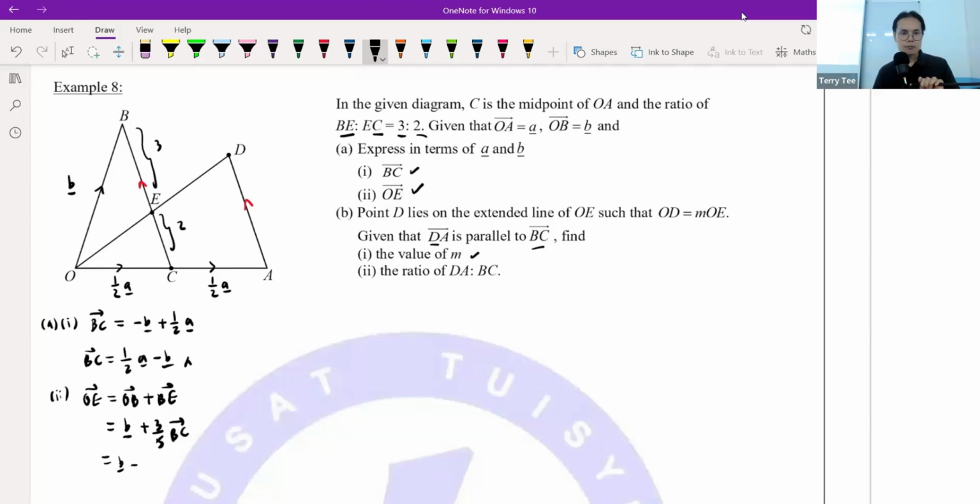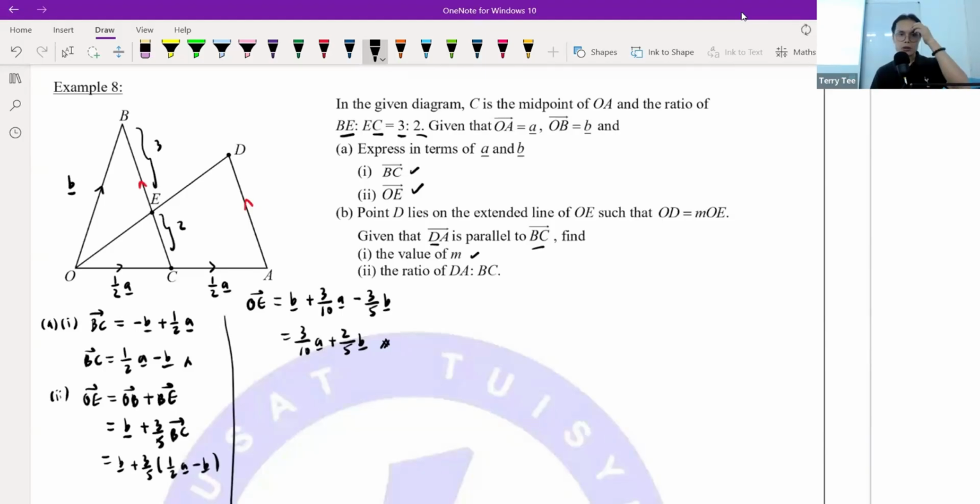Okay, 3/5 BC. Let us sub inside. This is b plus 3/5 times BC, which is half a minus b. Let's expand this. My vector OE is therefore b plus 3/10 a minus 3/5 b. Now 1 minus 3/5 is going to give us 2/5. Okay, I got my vector OE already. So I got part a, I got part b.